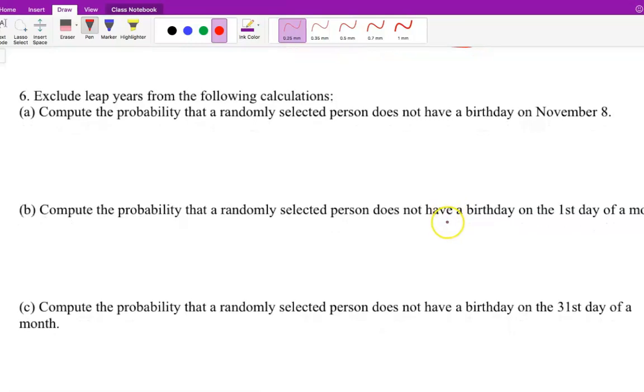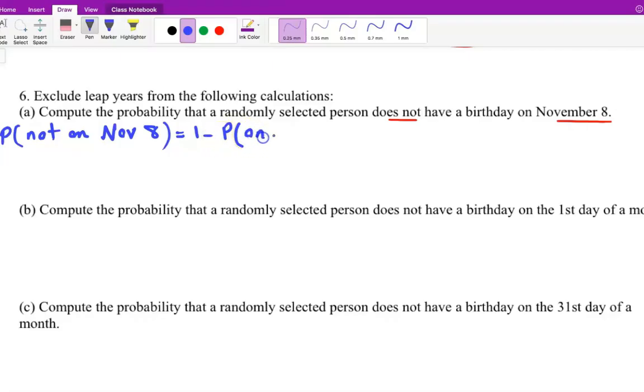Number 6. Exclude leap years from the following calculation. Part A. Compute the probability that the randomly selected person doesn't have a birthday on November 8. Finding the probability that it's not on November 8. Since we have not, again, I'm subtracting from 1. And here we have that it is on November 8.